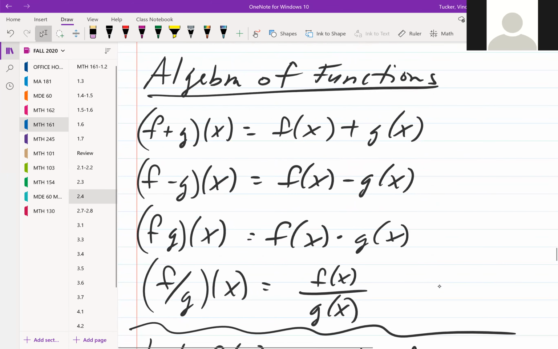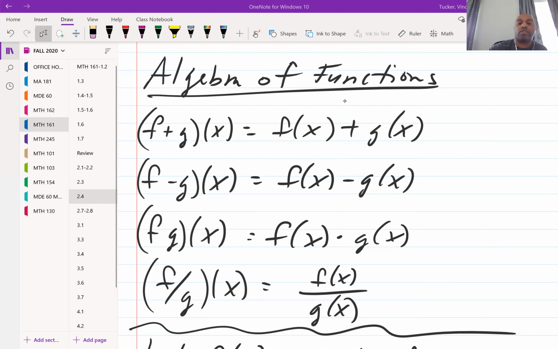Now we're looking at the algebra of functions. They just give us shorthand ways of telling us what to do with our functions, whether it be adding, subtracting, multiplying, or dividing them. F plus g of x is f of x plus g of x. Same thing with subtraction, multiplication, and division.